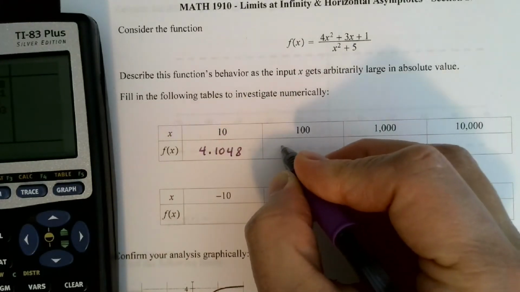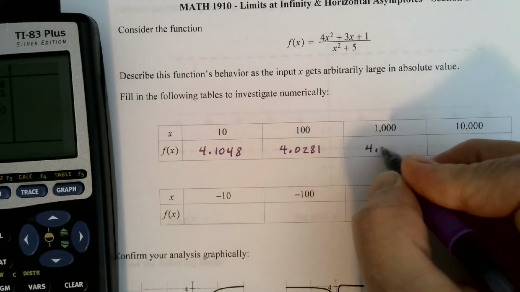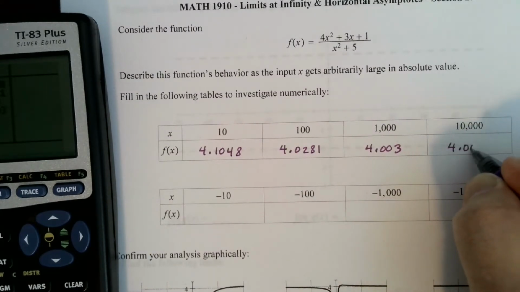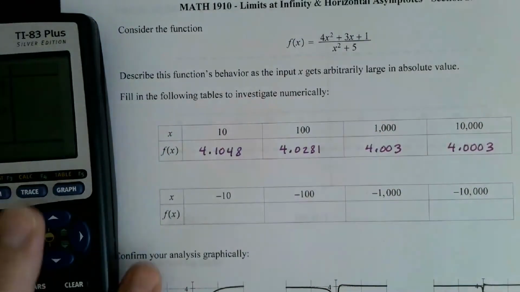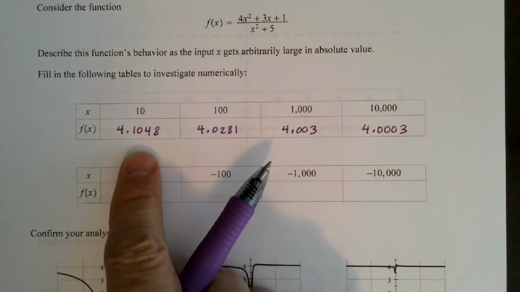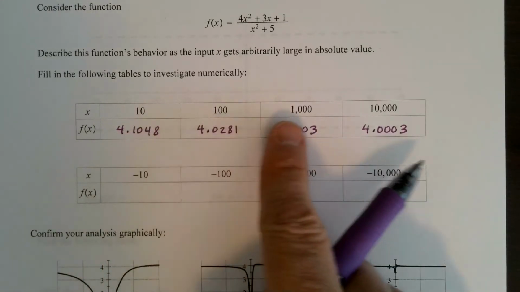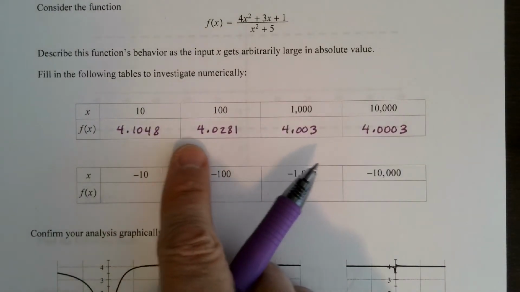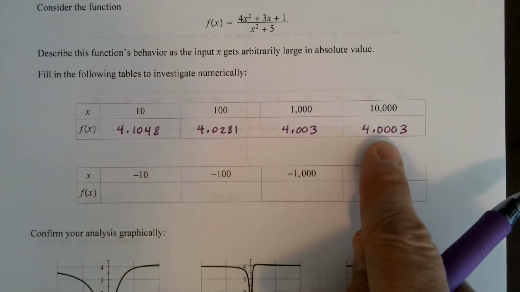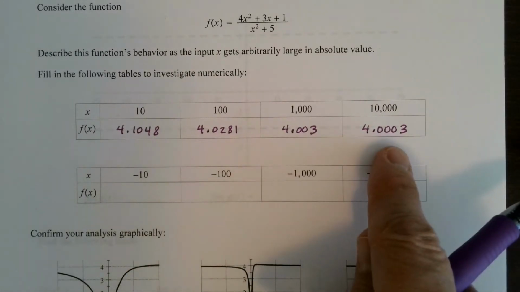4.1048, 4.0281, 4.003, and 4.0003. Okay, based on our experience from finding limits numerically, now we're talking about what's happening as x gets arbitrarily large. Look at the value of the function. Is it getting arbitrarily large or small? No, it seems like it's getting closer and closer to something around 4, doesn't it? It's always a little bit above 4, but it's getting closer to 4.